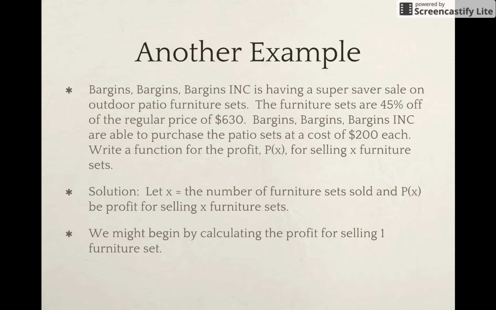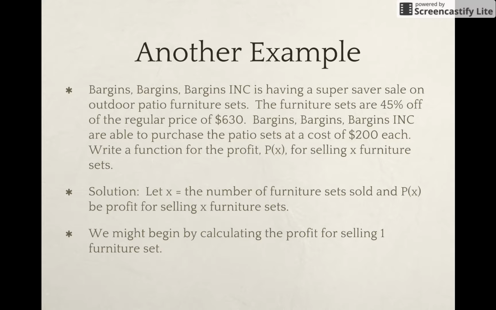Take a look at another example. Bargains Incorporated is having a Super Saver sale on outdoor patio furniture sets. The furniture sets are 45% off of the regular price of $630. Bargains Incorporated are able to purchase these patio sets at a cost of $200 each. And so we'd like to model this scenario using a profit function.